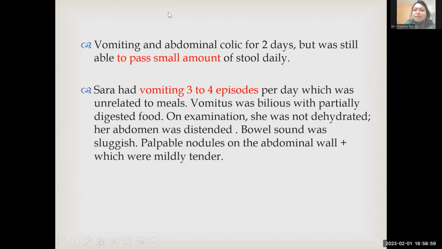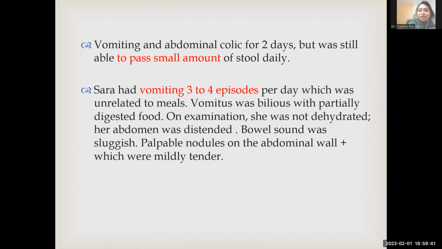Now, what would you call that? Someone who has vomiting and abdominal colic for 2 days and is still passing small amounts of stool? Partial obstruction. Okay, partial obstruction. Sarah had vomiting 3 to 4 episodes per day, which was unrelated to meals. Vomitus was bilious with partially digested food. Now, what are we looking at? Small intestinal obstruction. See, we have already come to the site without even a CT scan, right?